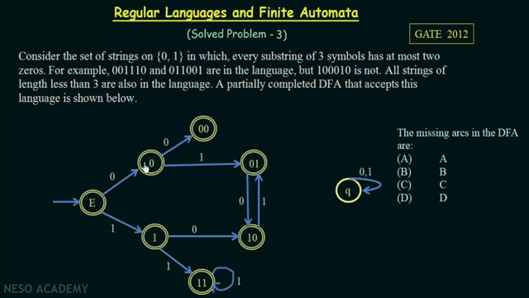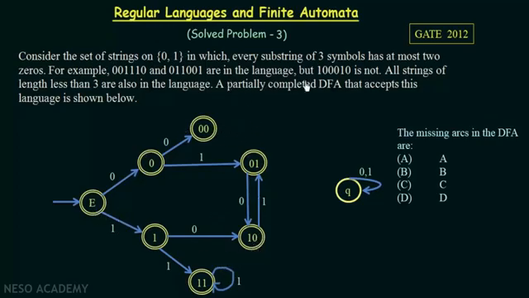And we see that among all these states, except Q are final states. Q is not a final state, and apart from Q, all the rest of the states are final states. Now let us look at this line. It says all strings of length less than 3 are also in the language. So you see that all strings of length less than 3 are also in the language because all of them are final states over here.